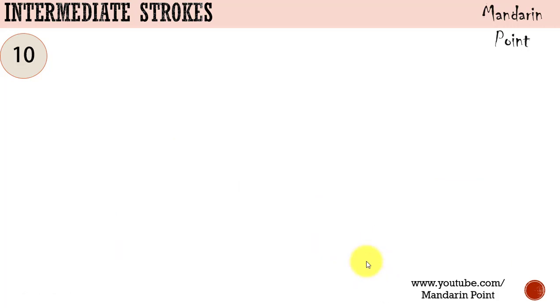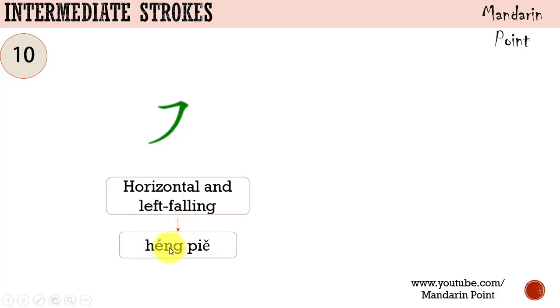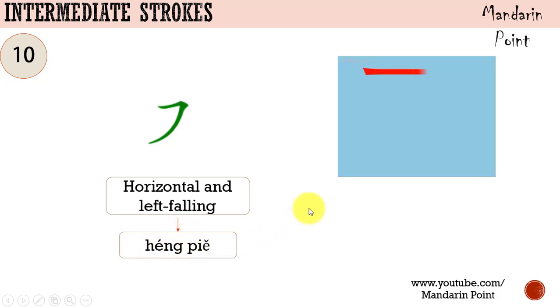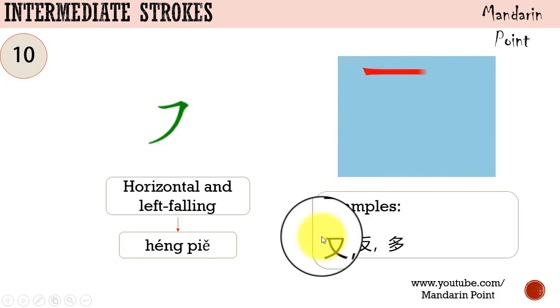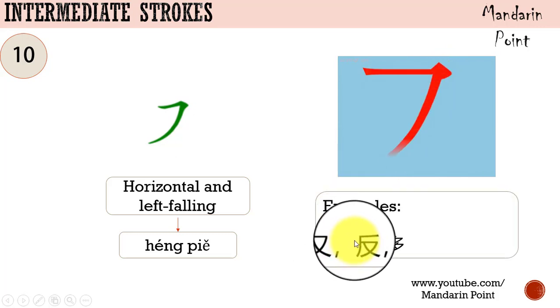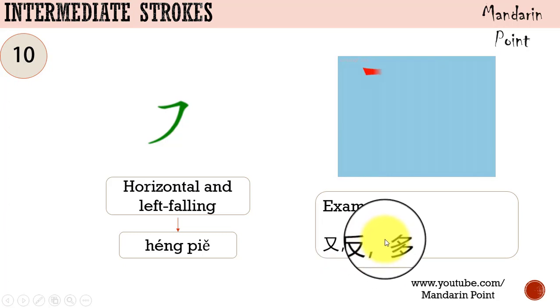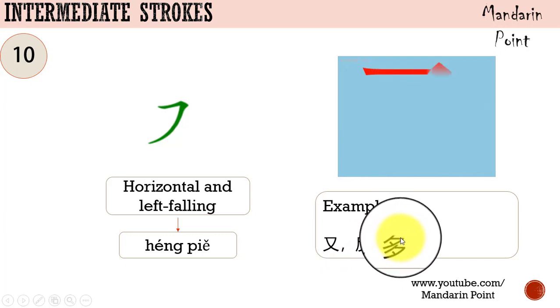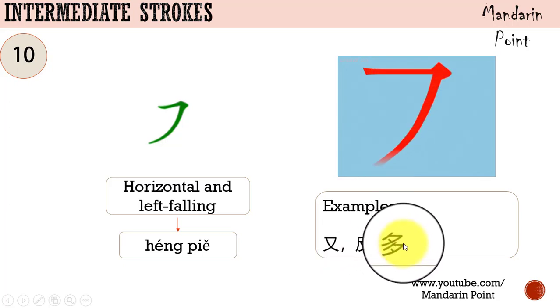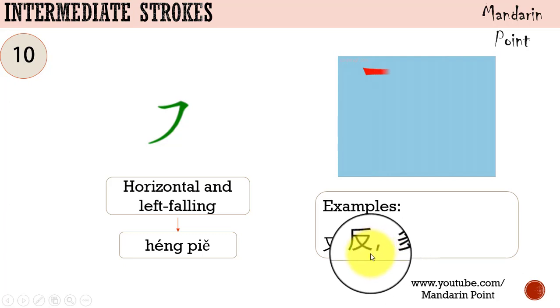So today's last one is horizontal stroke with the left falling, hang pie. Okay, hang pie. Got it?